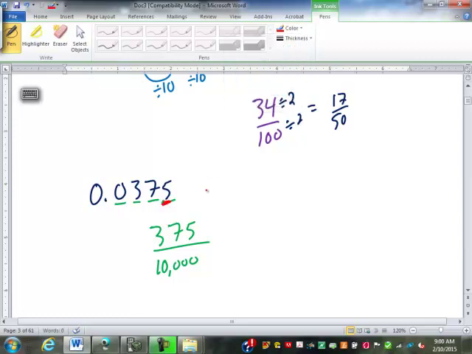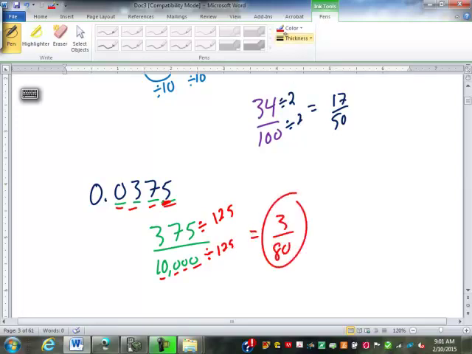Another little trick, by the way, there's 1, 2, 3, 4 decimal places. 1, 2, 3, 4 zeros in my denominator. Of course, that can be reduced. Both of those can be divided by 125, not 3/8. 3/80ths. There you go. So it is 3/80ths. You could have divided by 5 several times, you would get there as well.